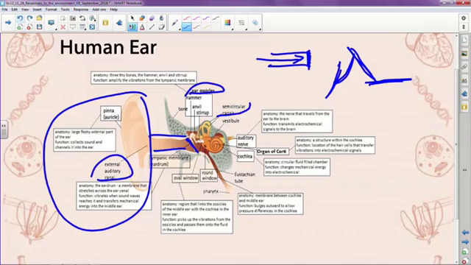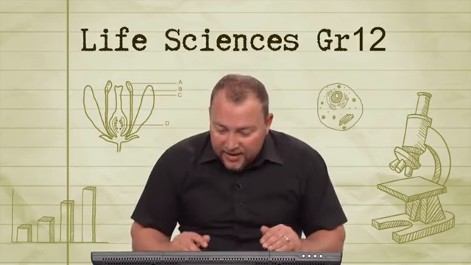I'm forgetting about the semicircular canals. We're not worried about that. We're worried about the cochlea. Now the cochlea is very important because that's where we get our sound from, and that sound is very, very important. The cochlea looks like a snail.